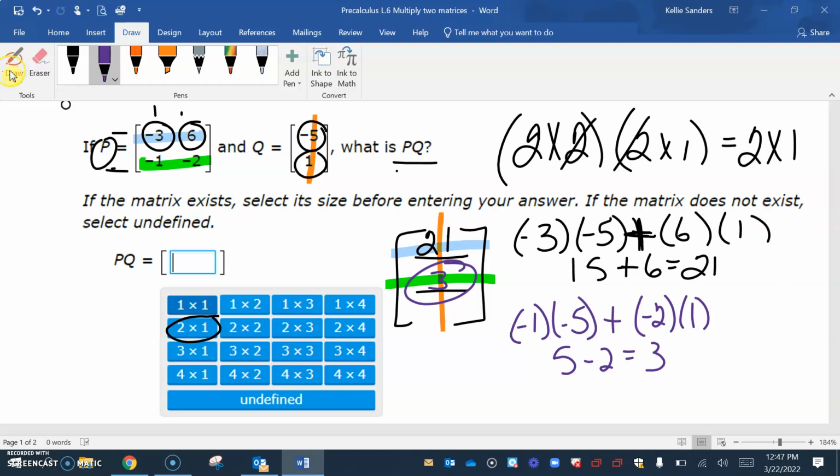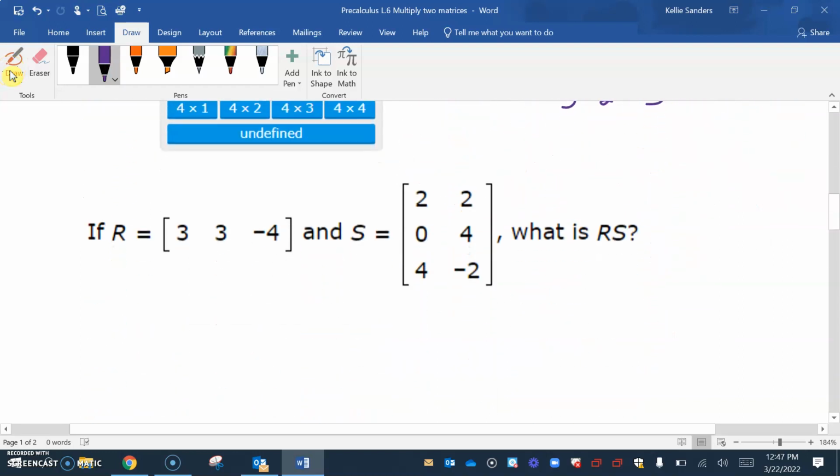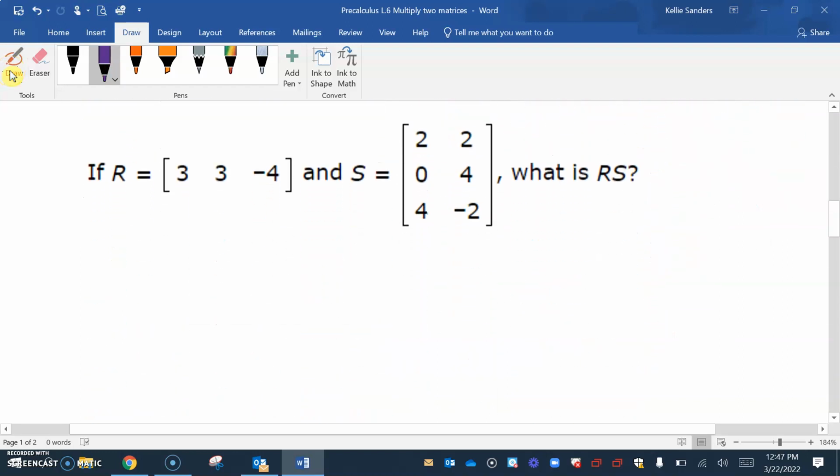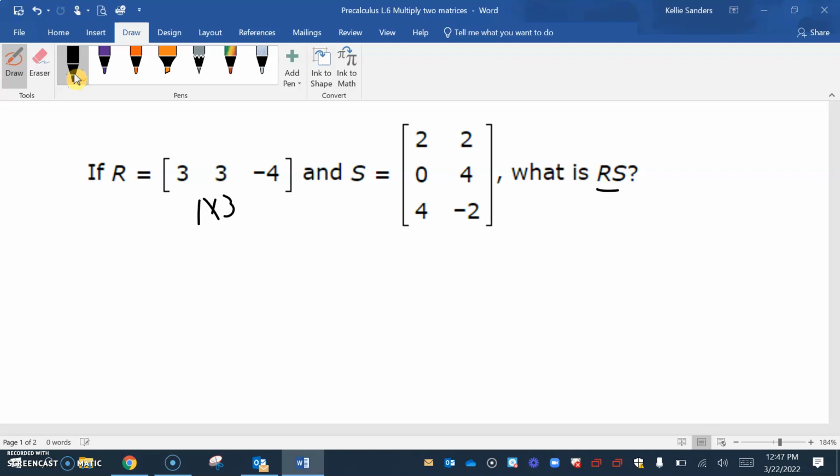And if you can do that rule, you're set to go. Right? There's nothing else basically to learn. They just tend to get a little bit more and more. So we do an R and S. R is a 1 by 3. S is a 3 by 2. So yes, we can do it, and our answer is a 1 by 2.